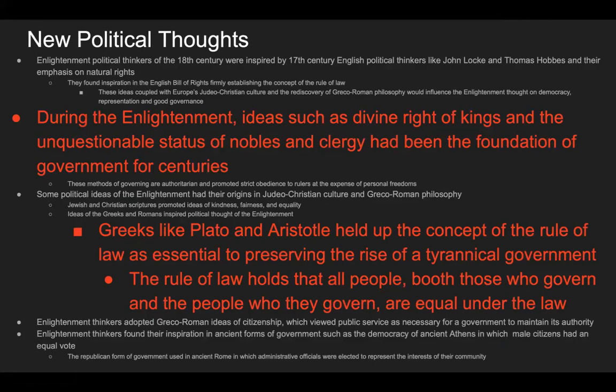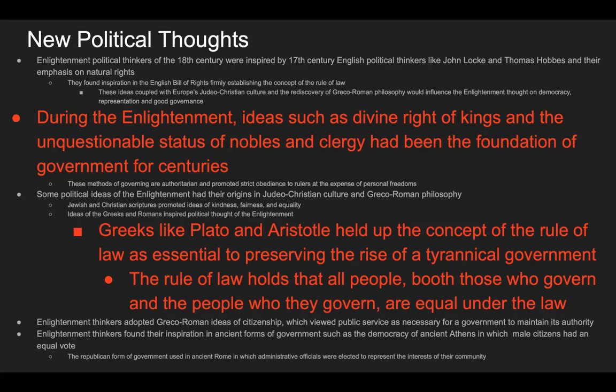So new political thoughts. Enlightenment political thinkers of the 18th century were inspired by 17th century political thinkers like John Locke, Thomas Hobbes, and their emphasis on natural rights. They found inspiration in the English Bill of Rights, which firmly established the concept of the rule of law. These ideas, coupled with Europe's Judeo-Christian culture and the rediscovery of Greco-Roman philosophy, would influence the Enlightenment on democracy, representation, and good governance.